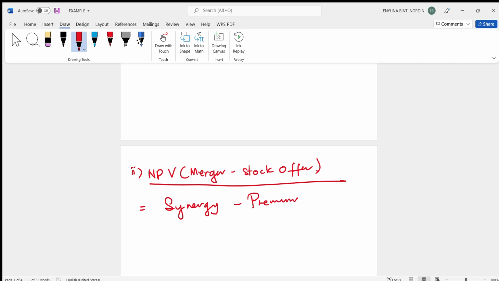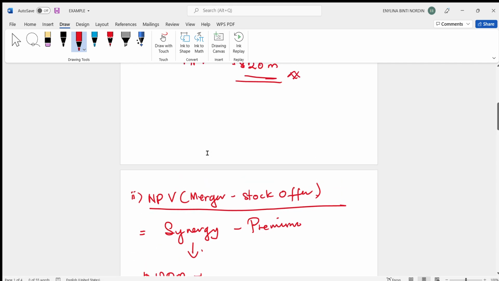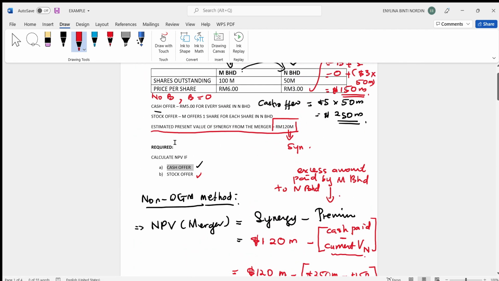We need to know the meaning of premium. This is the excess amount going to be paid to the target firm, how much you pay to the target firm in excess. So what is the amount of synergy? The synergy amount is given in the question, 120 million. You can refer back to the information here, the last sentence.